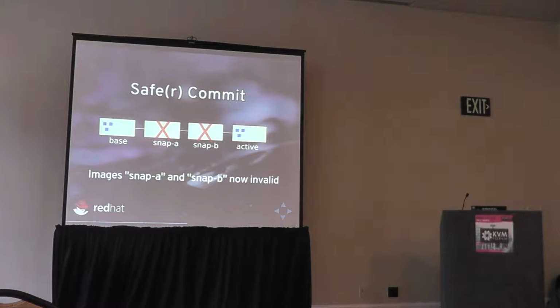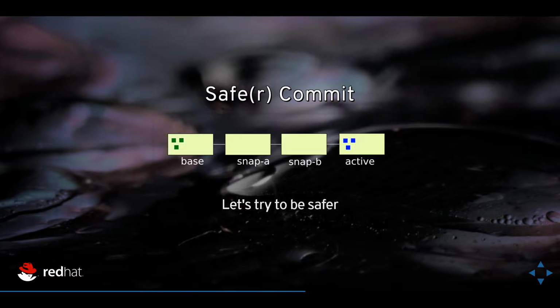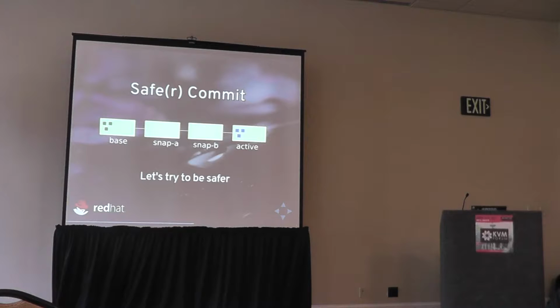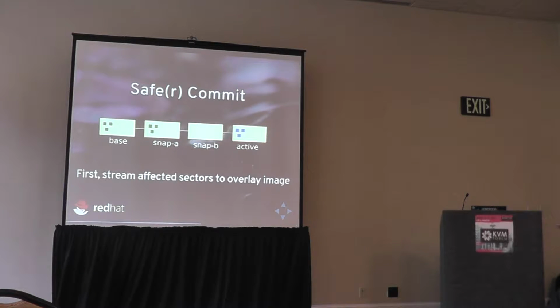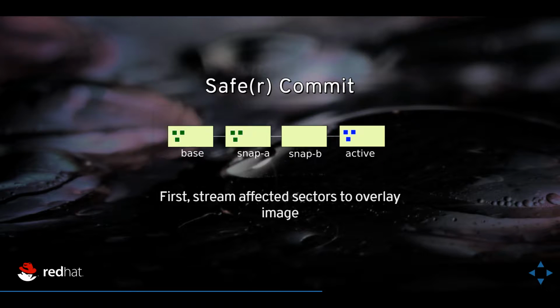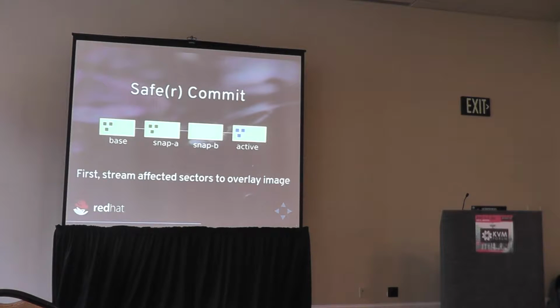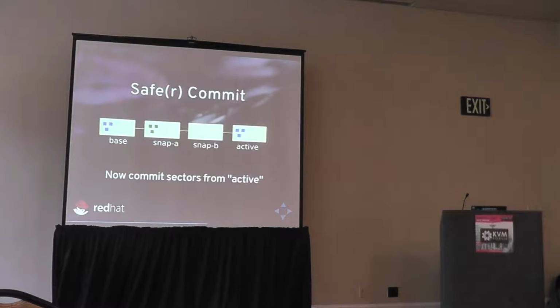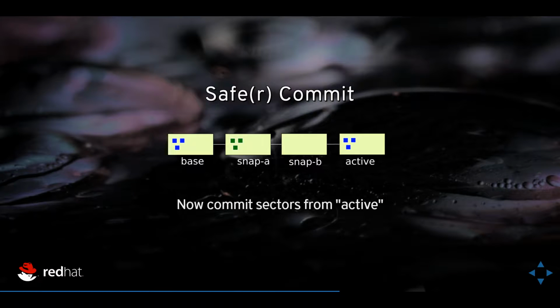But what we can do to help mitigate that to a certain extent is try to be a little bit safer about how we do this by doing a hybrid stream and commit. Now, we don't want to stream everything in base up to snap A, because that's slower and it's not necessary. What we want to do is take just the sectors that are going to be changed from active going into base, and stream those sectors up into snap A before we commit the sectors from active down into the base.